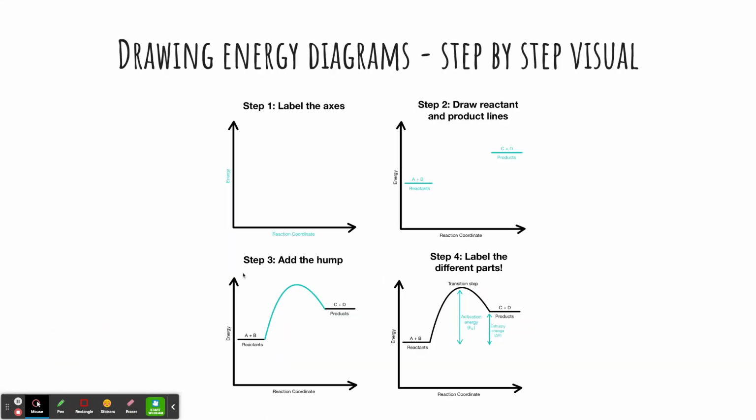Okay. How do we draw energy diagrams? The first step is to label your axes. Then you're going to draw the reactant and product lines. Step 3 will be to add the hump or the hill, so we can indicate our activation energy and find our delta H. And then finally, we label the different parts, so we label the activation energy and then the enthalpy change, delta H. So copy these steps down, guys, and then we will do an example problem on the next slide.